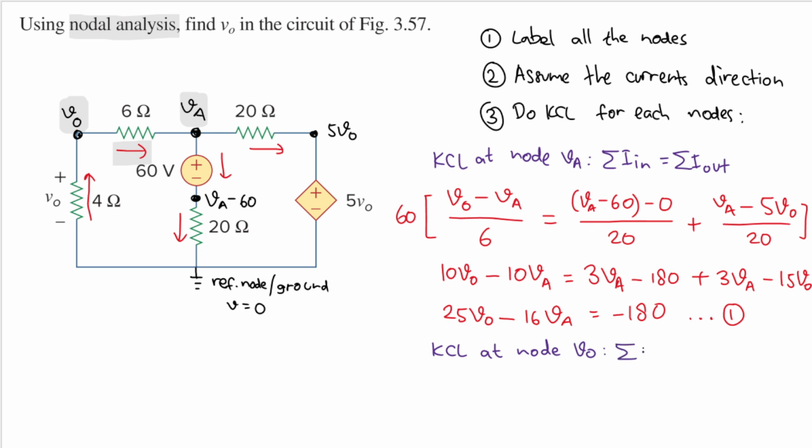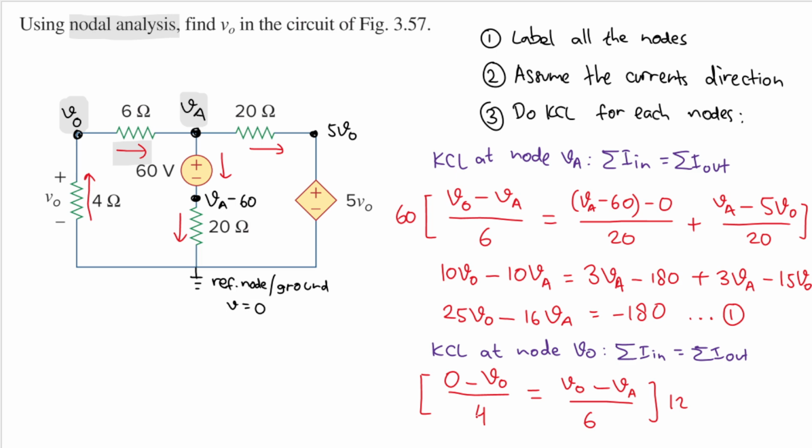KCL said that the sum of the current that goes in will equal to the sum of the current that goes out. Okay, the only current that goes in is this one, and that current is from the ground and it goes into V0. So we'll have 0 minus V0 divided by the resistance between them, which is 4. Good. And that will equal to, this is the current that goes out, V0 minus VA divided by 6.